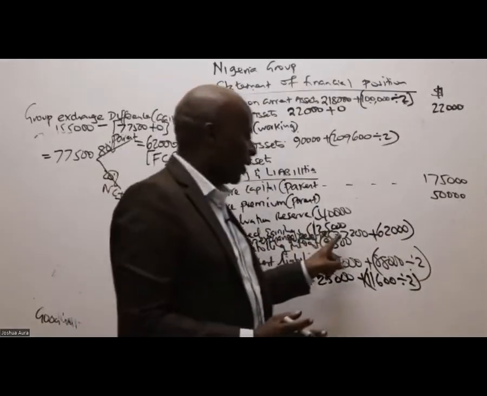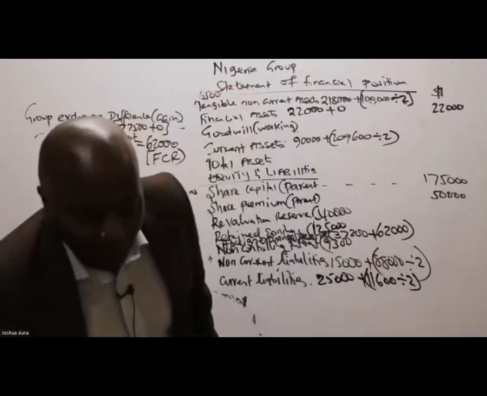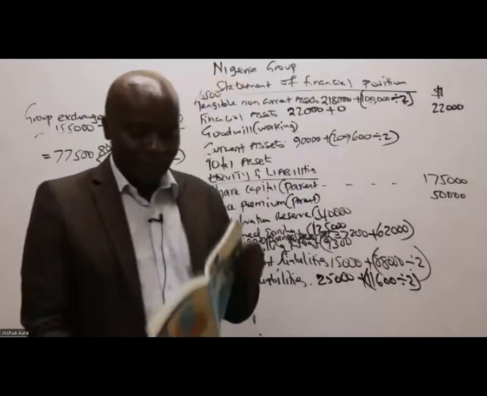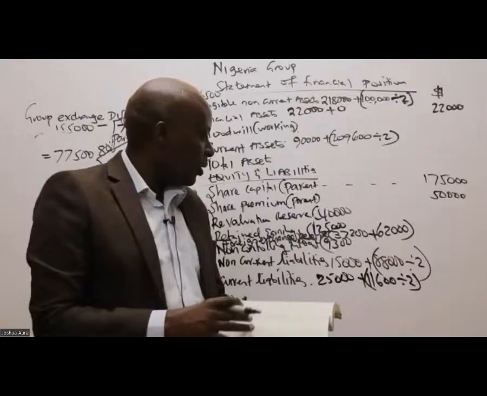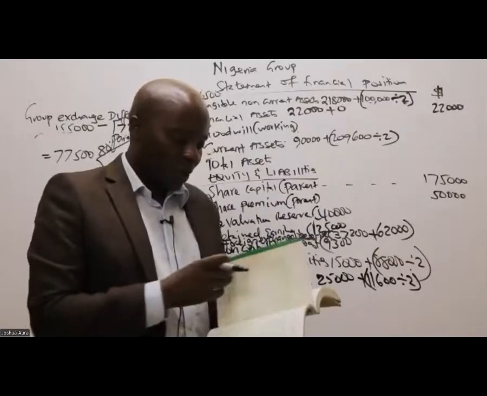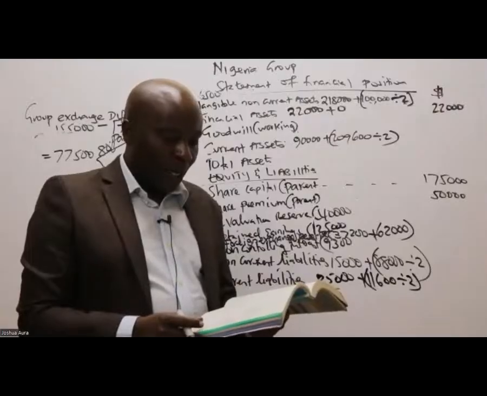So could you kindly give me this figure? What is 37,200 plus 62,000? Under the foreign currency reserve or exchange reserve, how much do we have there?